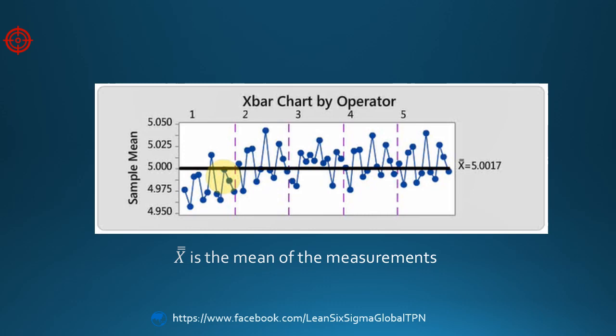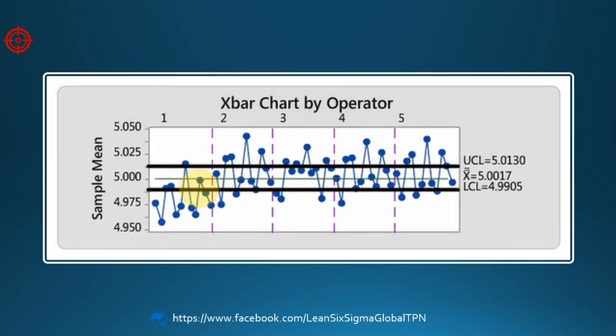So next we add a center line and control limits. The mean of the measurements is 5.0017. We call this value X double bar and plot our center line here. The control limits are calculated based on the repeatability variation observed in the R chart. This allows us to use the Xbar chart to compare variation in the part to repeatability variation in the measurement system.